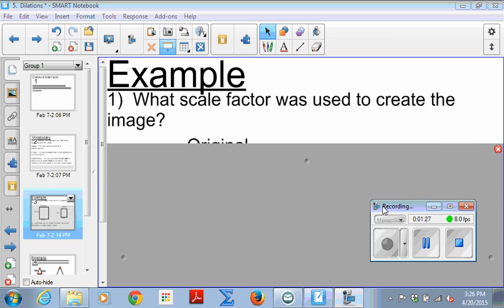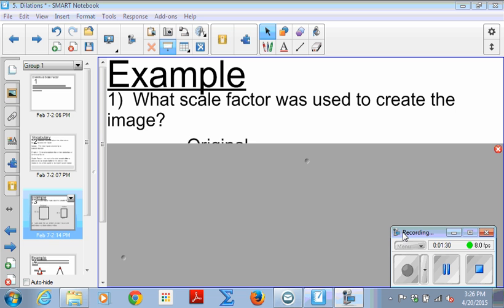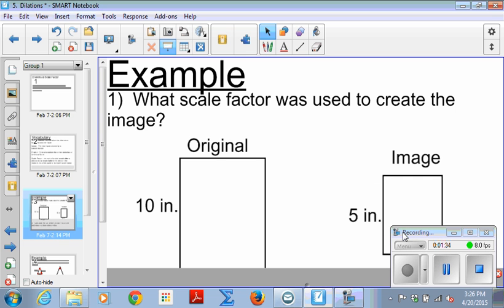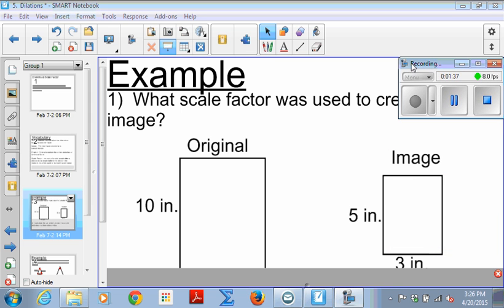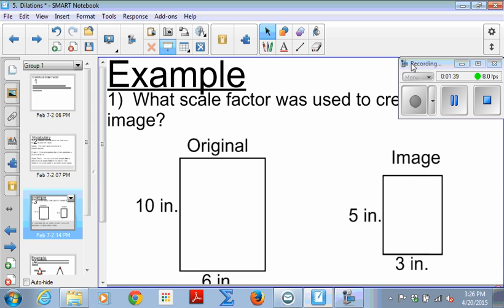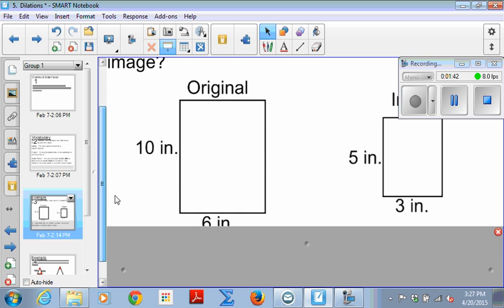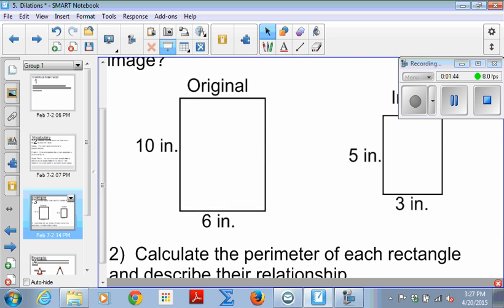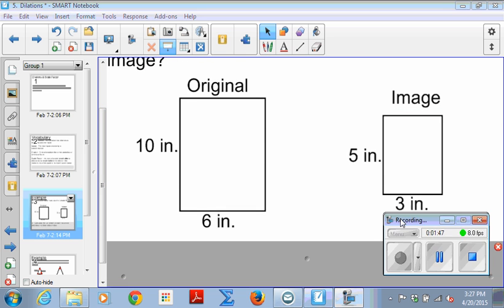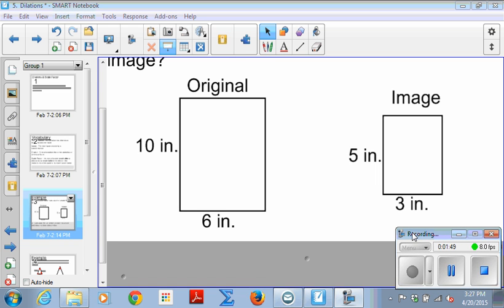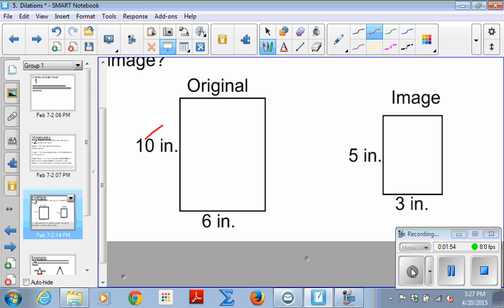So for example, we're going to look at the scale factor that was used to create the image. So here's our original figure, and there's the image. Now we look at what happened from the original to the image. On our corresponding sides, in the original, it went from 10 inches to 5 inches. And then this side, from 6 inches to 3 inches.